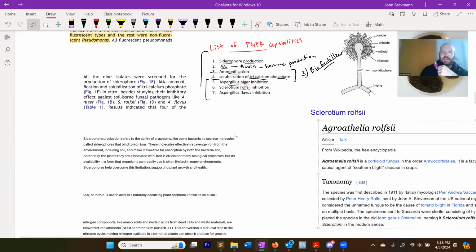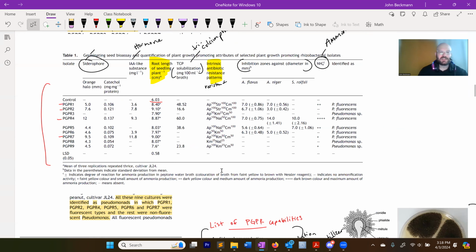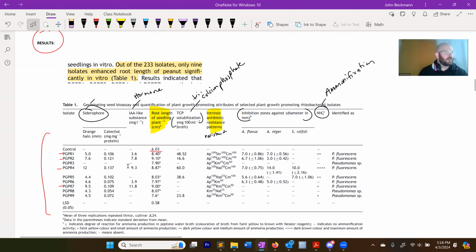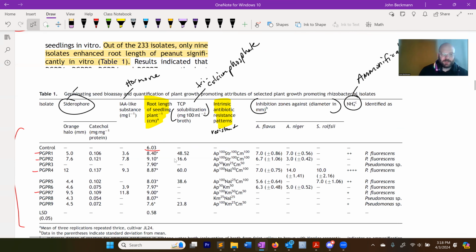So these are all the things that they test for in this study, in the original 9 PGPRs. And that's what this table encompasses. Okay, so this is actually a ton of work that they did that's condensed into a table. The first thing that's probably worth pointing out, because they actually talk about this in one of the figures, is the root length of the seedling. They're measuring the root length of the seedlings and comparing with a control. The control receives no PGPR treatment, and this 6.03 is the average root length of these seedlings.